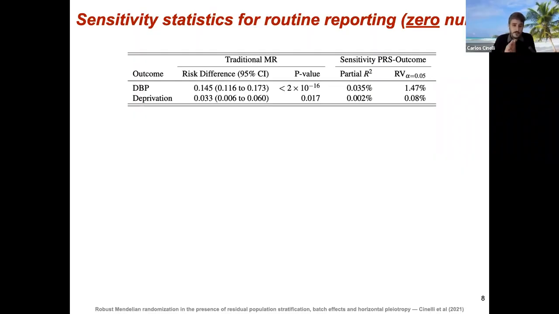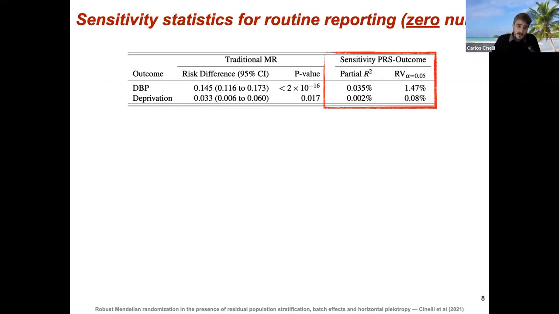So this is our proposal for minimal sensitivity reporting for MR studies. And here I'm focusing again on just the null hypothesis of 0 effect. We could focus on other null hypotheses as well, and you can check the paper. On the left-hand side, we have the usual traditional MR result, for example, computing a risk difference using two-stage least squares and the p-value. And now I'm asking you to compute only two extra quantities, the partial R-squared and the robustness value.